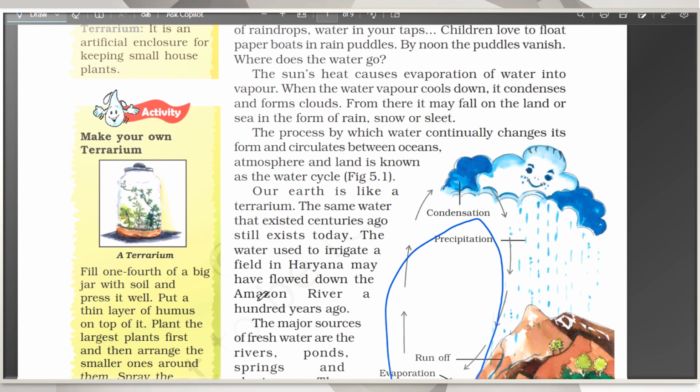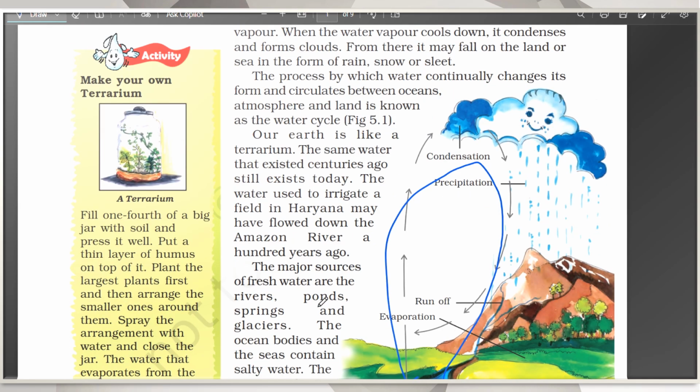Are we changing our water? How are we changing the water from our bottles or even the water vessels? No. So the same water which existed centuries ago still exists. The water used to irrigate a field in Haryana may have flowed down the Amazon River 100 years ago.